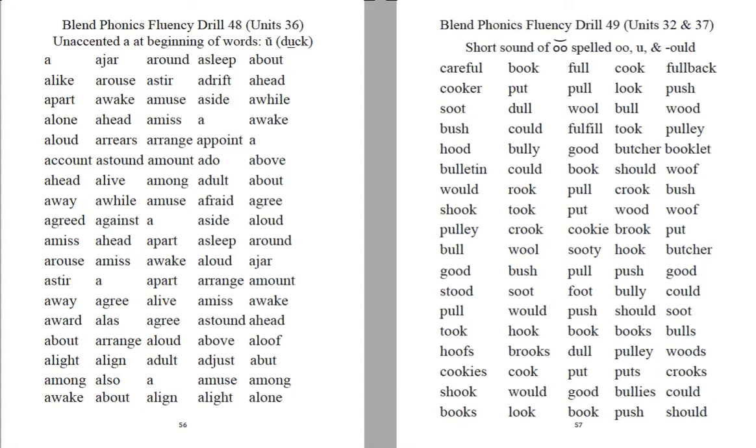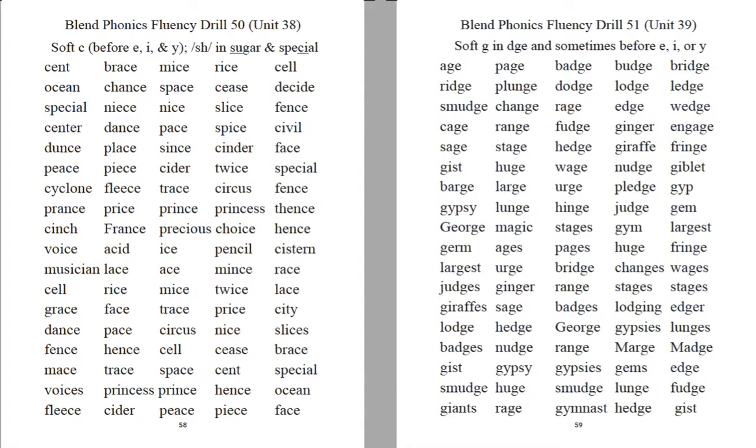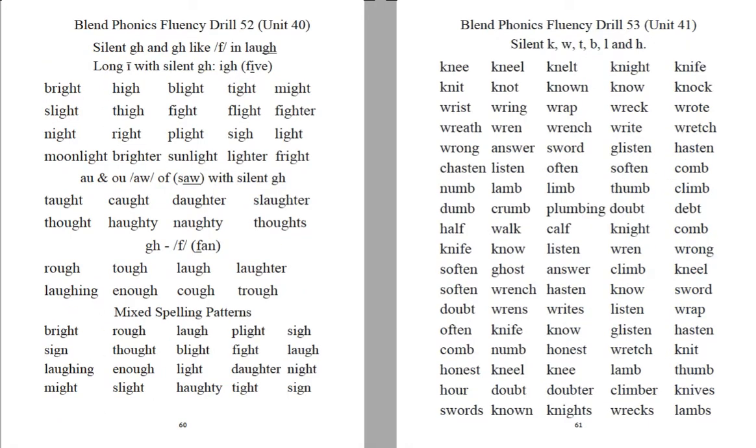Then here we have the short U that says the short word as in careful and book, and we just mix these together so they get practice reading that sound and the different spellings. Then we got the soft S, soft C, the C that makes the S sound, the SH in sugar and spatial, and then the soft G in DGE, and sometimes before ERY, that's the J sound. And we have the silent GH and so on.